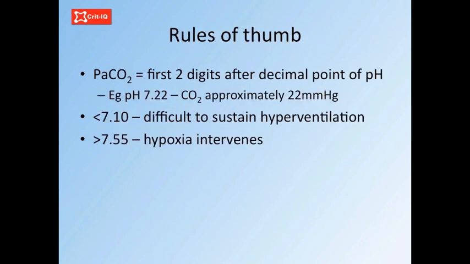Complicated rules exist, but an easy rule of thumb to follow is as follows. Between the pH of 7.10 and 7.55, the partial pressure of CO2 will be the same as the first two digits after the decimal point of the pH. For example, if the pH was 7.22, the carbon dioxide would be expected to be 21 to 23 millimetres of mercury. A higher pH would suggest overcompensation, i.e. a superimposed respiratory alkalosis, while a lower pH may suggest a simultaneous respiratory acidosis.